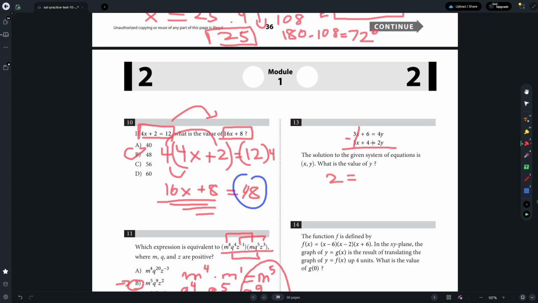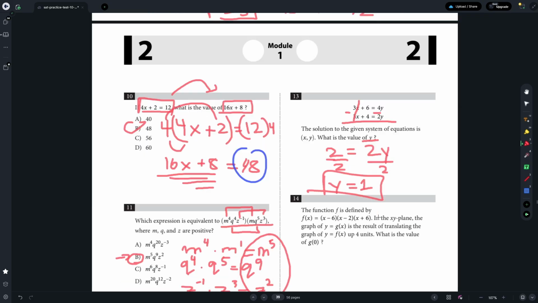Equals, the equal sign obviously stays the same, and it would be 4y minus 2y. And what is 4y minus 2y? It is just 2y. And they're asking for the value of y, so divide by 2 on both sides, and you get y equals 1. That is your answer.